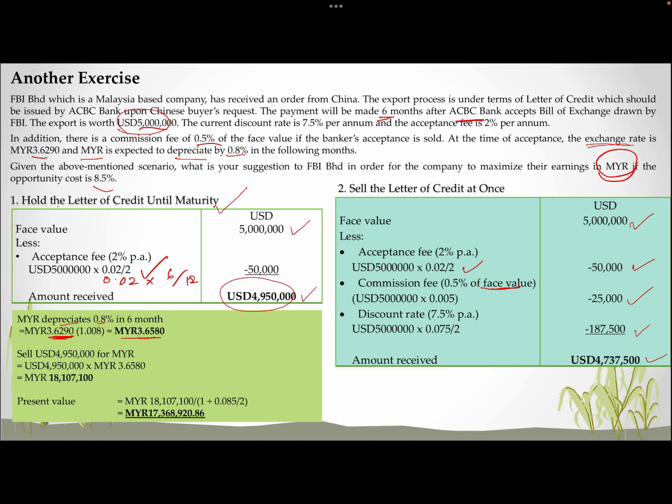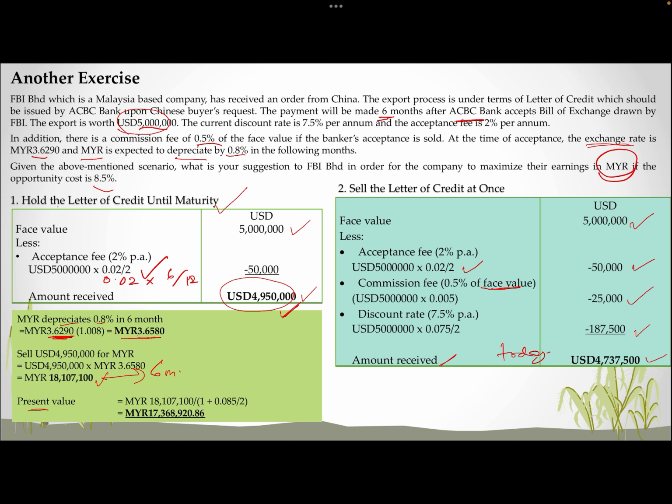Okay, so we have to convert this value. Sell USD for Malaysian ringgit, you just convert. We will get, in Malaysian ringgit, 15,107,100. And this value is after 6 months. We cannot compare with this value because this is today. Remember, this is a different time. So we have to find the present value.